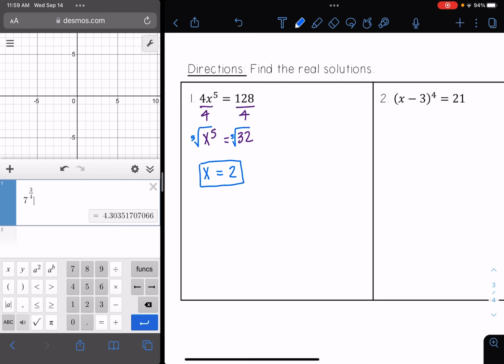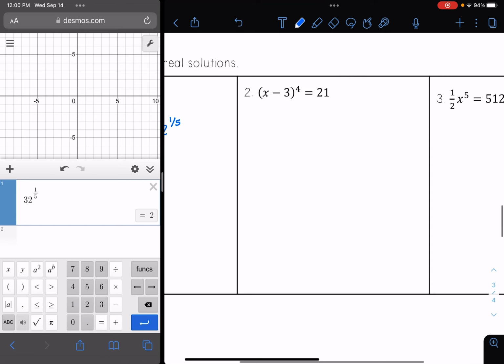Another way you can think about that is that this is the same thing as 32 raised to the 1/5 power. And so if I go over to Desmos right here, I can type in 32, a raised to the b, and type in 1 divided by 5, and I get my answer, 2. Either way is fine.